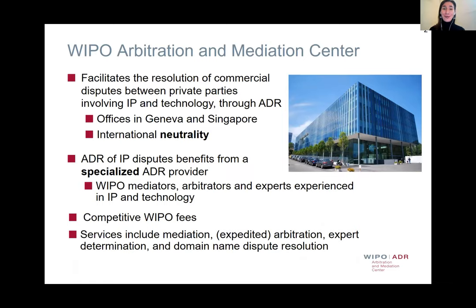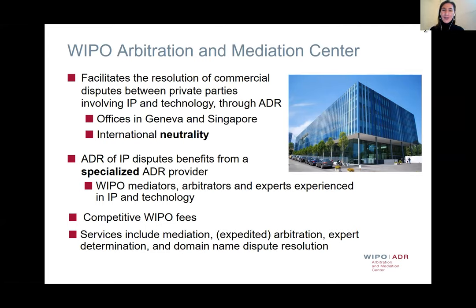We have two offices. One is in Geneva in Switzerland, and then we have one external office in Singapore, where I'm based. Let me just say that, of course, you probably didn't notice already from this last year, to have a dispute mediated, arbitrated at WIPO, you don't have to go to Geneva or come to Singapore. That can take place anywhere in the world, and it has done so.